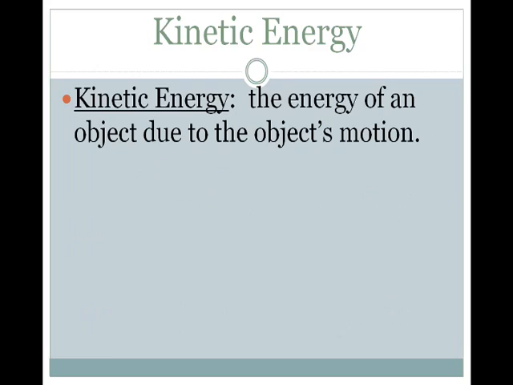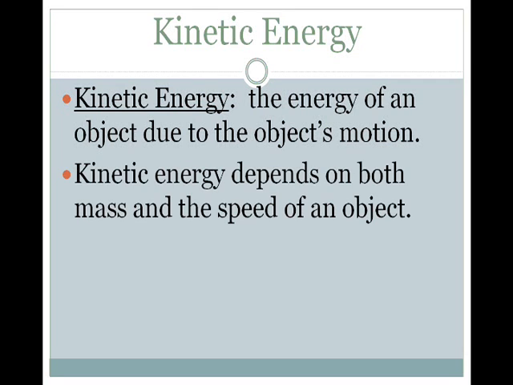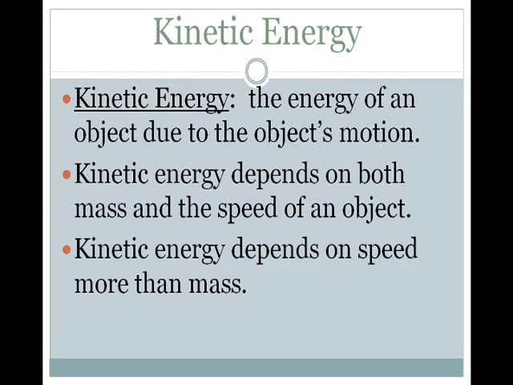Now let's look at kinetic energy. Kinetic energy is the energy of an object due to the object's motion. So a lot of times this is called the energy of motion. Kinetic energy depends on the mass of the object and the speed of the object. So make sure you know potential energy depends on the mass and the height. Kinetic energy depends on mass and speed. Kinetic energy, however, depends more on speed than it does mass.